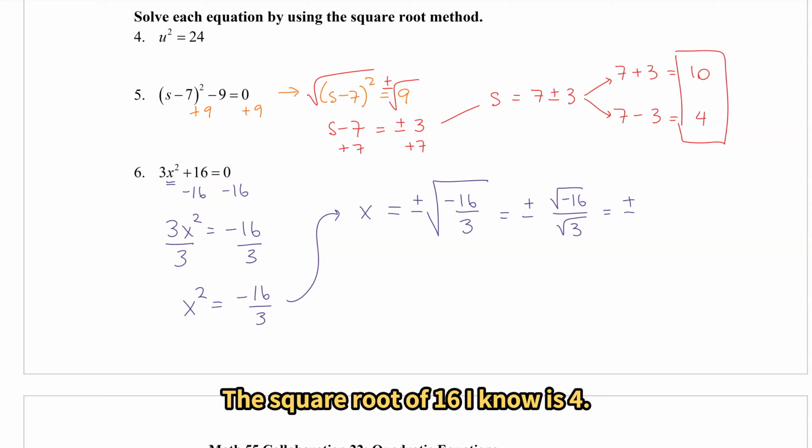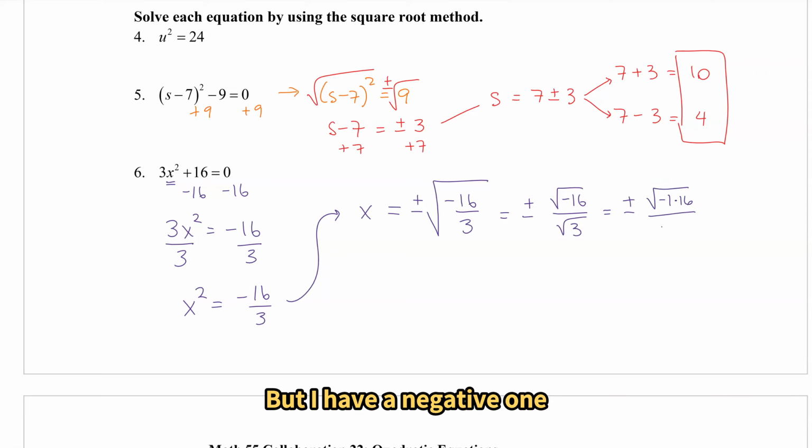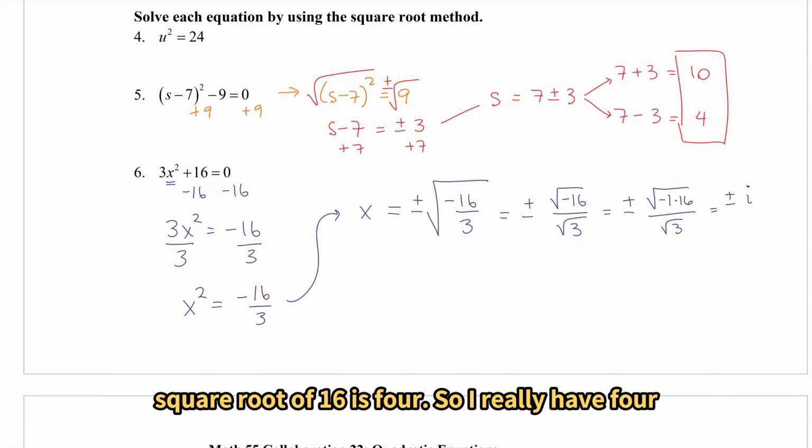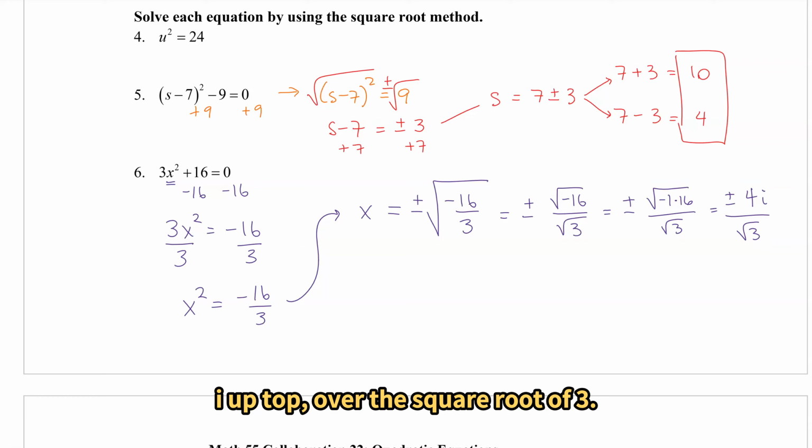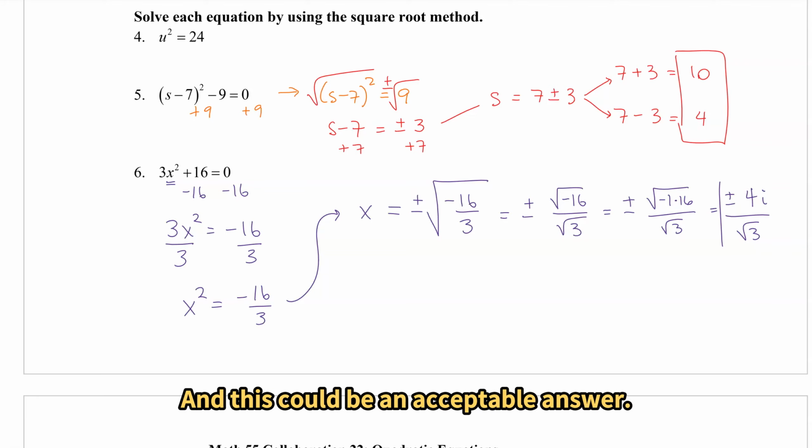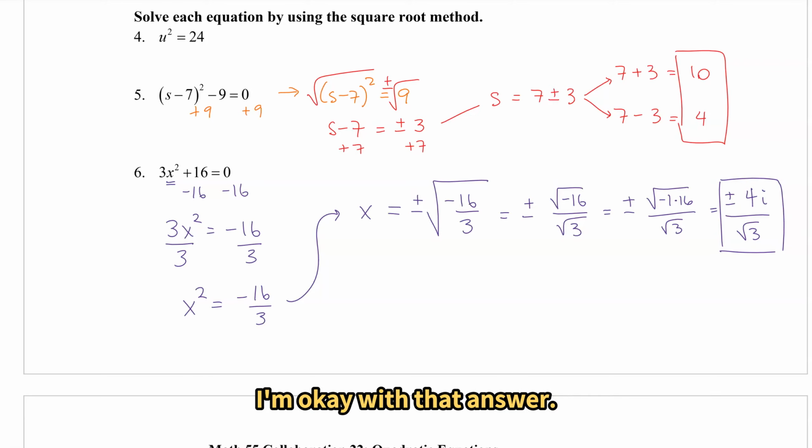The square root of 16 I know is 4, but I have a negative 1 there. Square root of negative 1 is i. Square root of 16 is 4. So I really have 4i up top over the square root of 3. And this could be an acceptable answer. I'm okay with that answer.